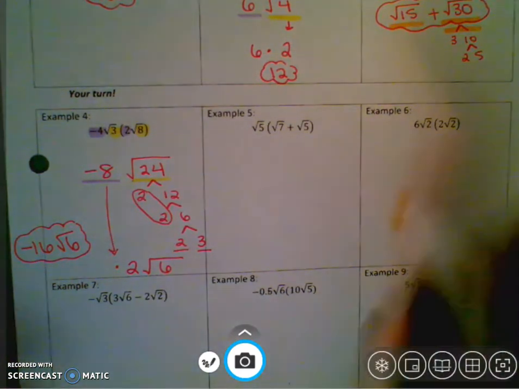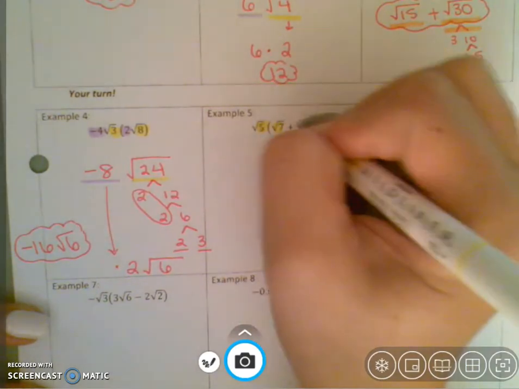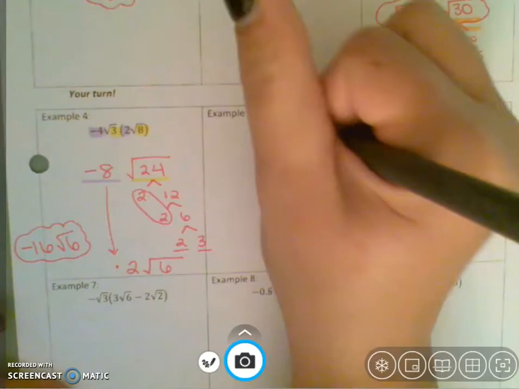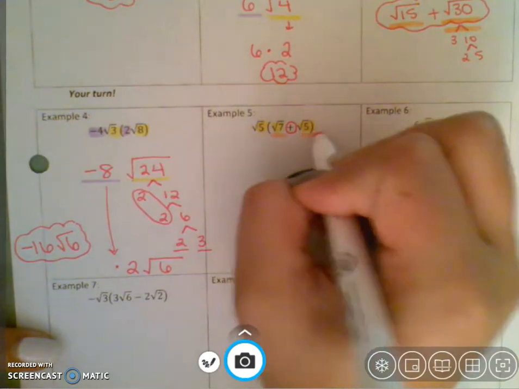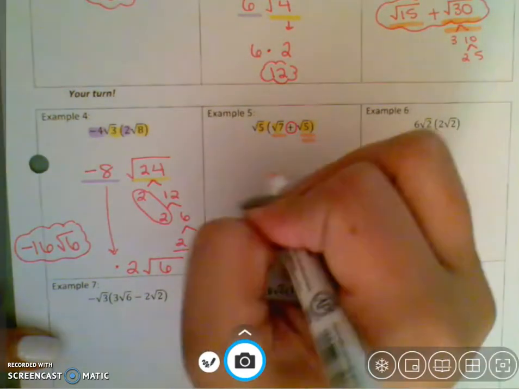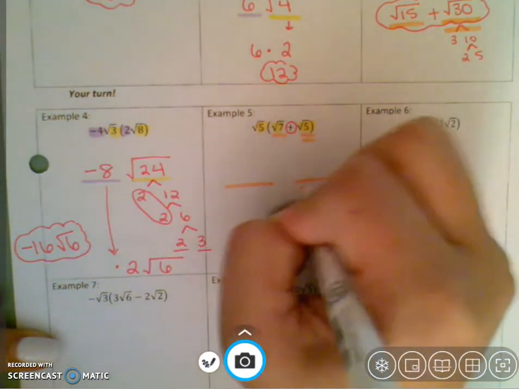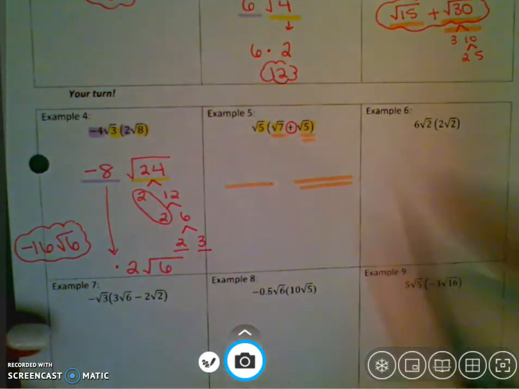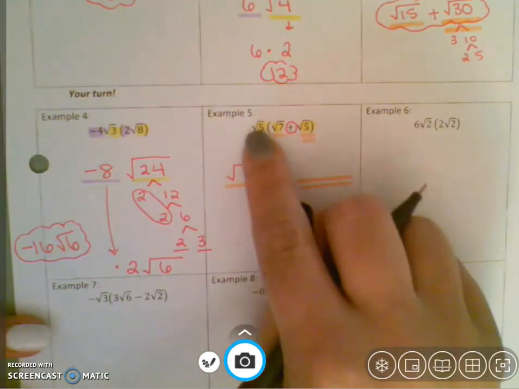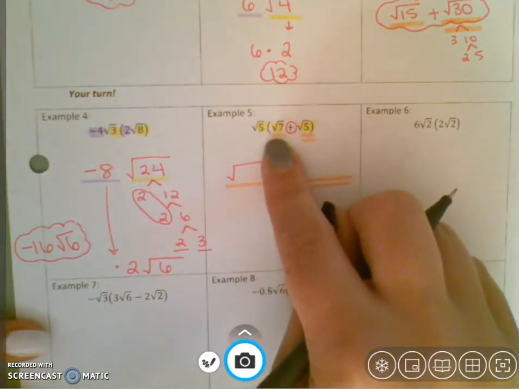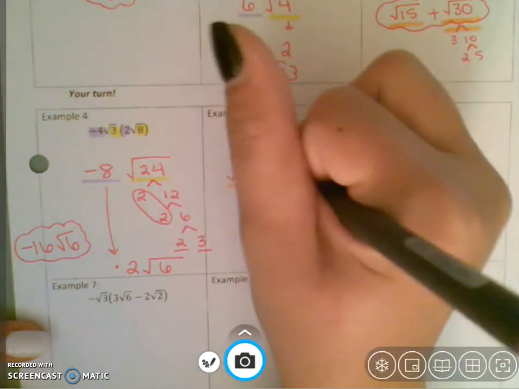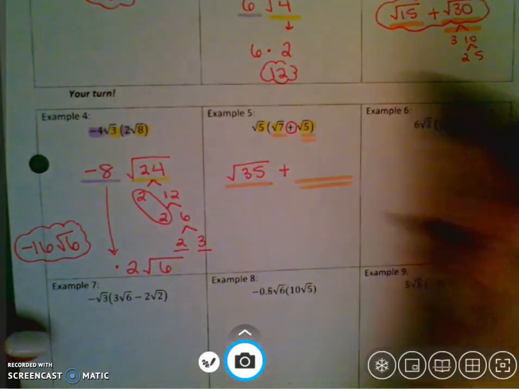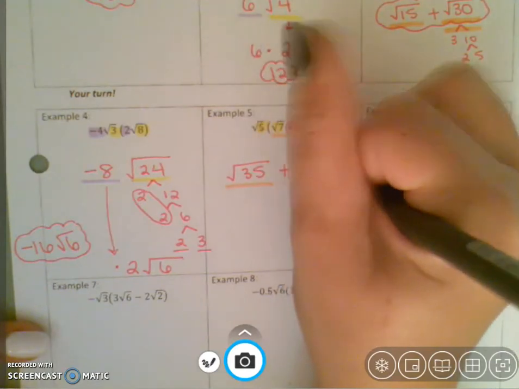Okay, the next one, these are all inside, and there's this plus sign in between, so we're going to have 2 different ones we're multiplying. We have the first one and the second one. So first, second. So the square root of 5 times 7, 5 times 7 gives you 35. Bring down your plus sign. 5 times 5 is the square root of 25.